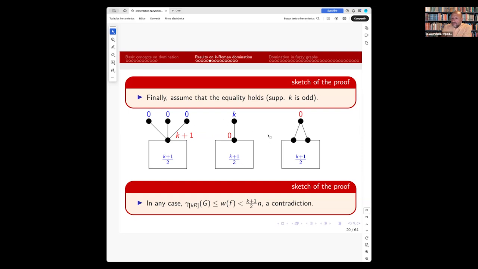So it must happen that the minimum degree of the graph is 2. But in this case, it's easy to consider any vertex of the graph, assign it the label 0, and assign the remaining vertices the label (k plus 1) over 2. And by counting, you can see that this function will be a k-Roman domination function with weight less than the minimum number, which is again a contradiction. So the only possible case is that the graph is the complete graph with 2 vertices.